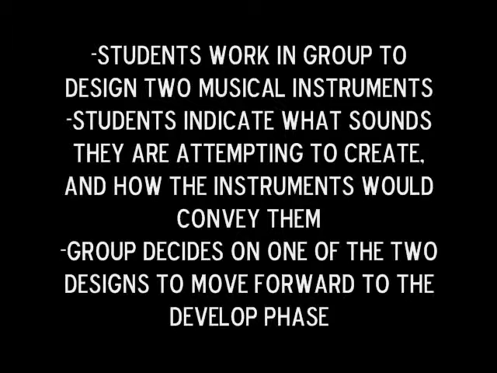At this point, students should have some good ideas down on paper about which kind of instruments they want to make to create specific sounds. Now the students will be given specific materials that will force them to reflect on their original ideas and make adjustments appropriately with the given materials. This is called the closed challenge part of the task. Students will continue to work in their groups to design 2 musical instruments. The students will indicate what sounds they are attempting to create and how the instruments would convey them. At the end of this phase, the group will decide on one of the 2 designs to move forward with to the next phase.